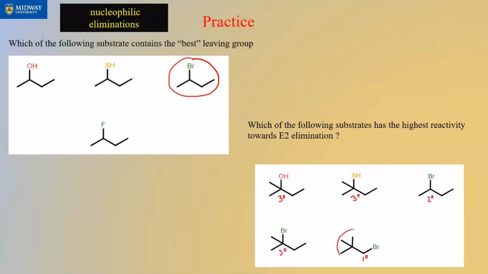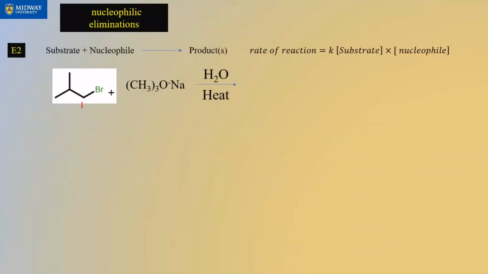So this would be the substrate containing the leaving group that has the highest reactivity towards elimination, E2 reaction. Now actually let's look at the E2 reaction. If you see right away, I have a substrate containing a primary carbon to which the leaving group is attached. This is a strong and bulky base, and we have heat, which is an indication that an elimination is happening. And this is a protic solvent.